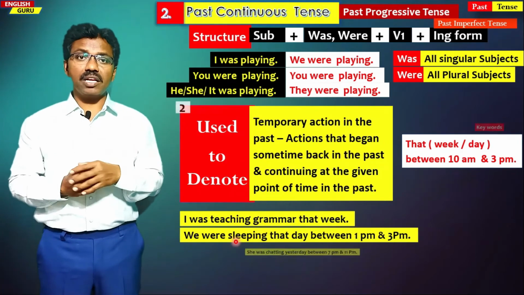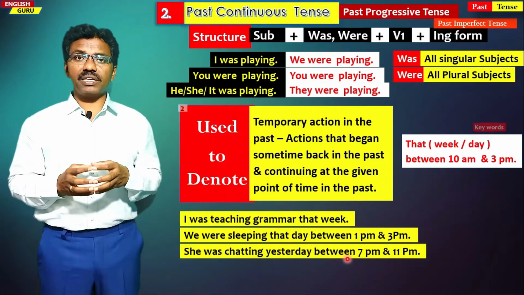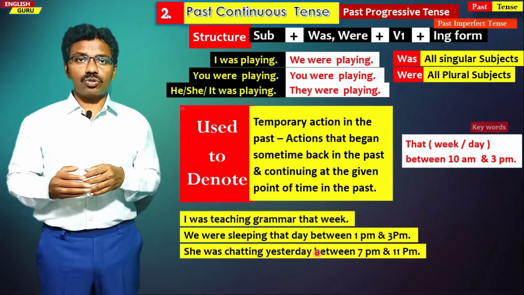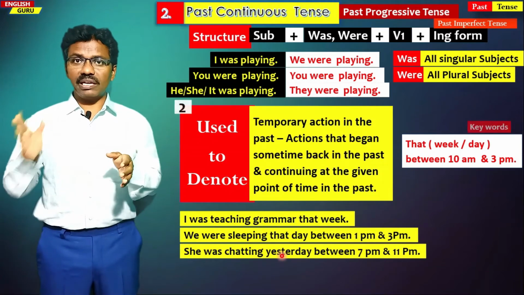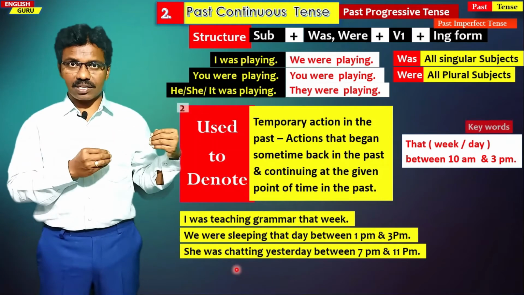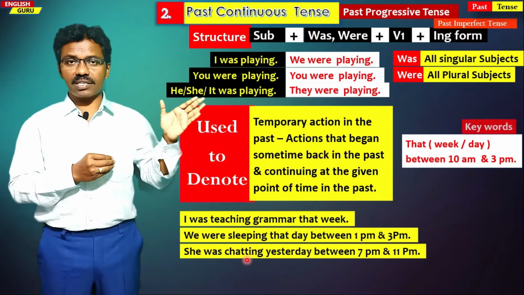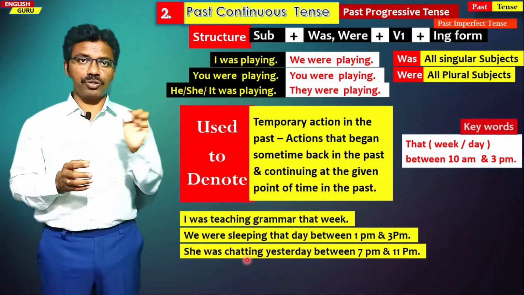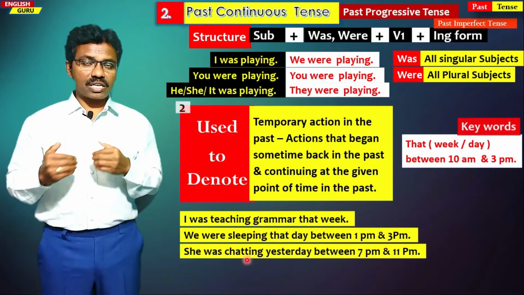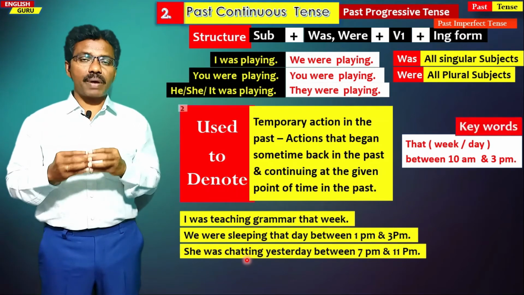In a similar manner, she was chatting yesterday between 7 p.m. and 11 p.m. So from 7 to 11 she was chatting yesterday. The activity started at 7, ended at 11. It continued those many hours. In such a situation we use past continuous tense.